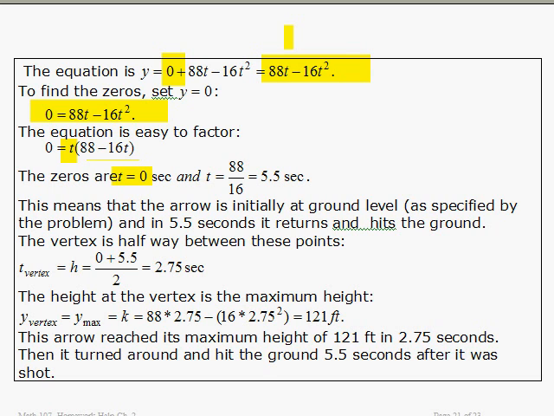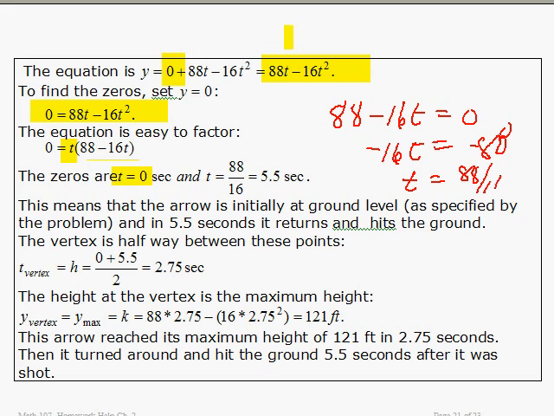Now look at the 88 minus 16t and solve that for 0. So you say 88 minus 16t is equal to 0. Solving for t, I have minus 16t equals negative 88. Now I divide by the negative 16 and I find that t is 88 over 16, which in this case is 5.5 seconds.